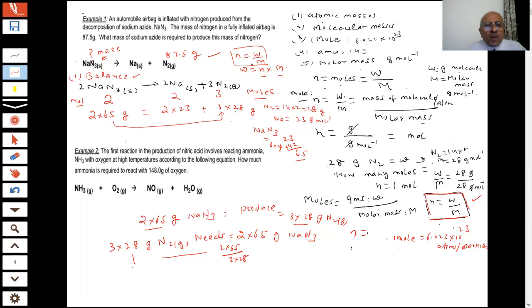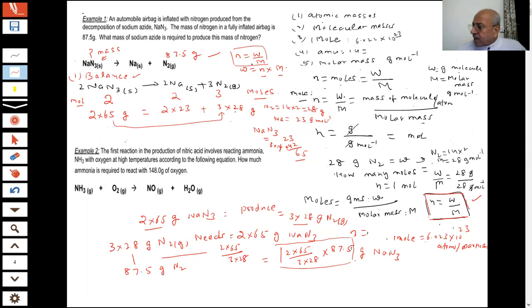And how much do you want? 87.5 gram of nitrogen. Will need how much, students? This is a unitary method calculation, that's all. 2 into 65 into 87.5 divided by 3 into 28 gram of NaN3. Now this calculation we have to do. You have a calculator, students, you can do it.